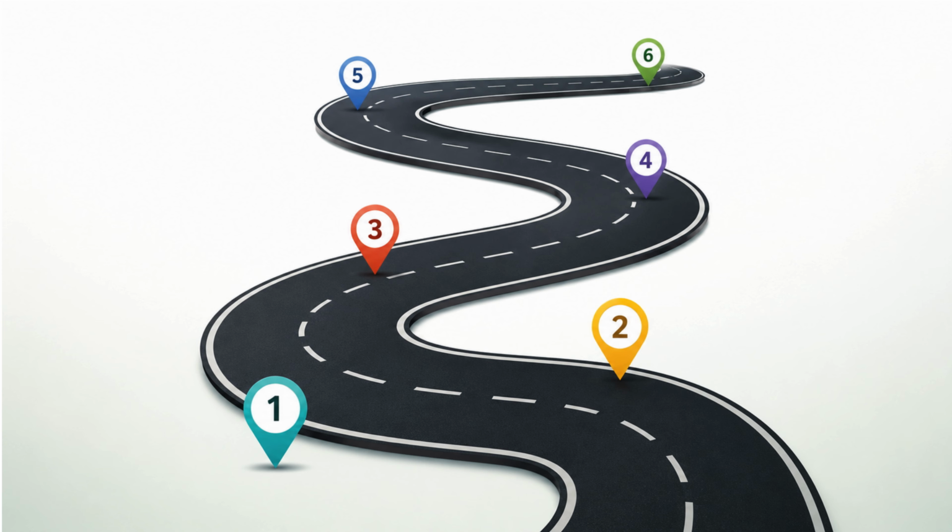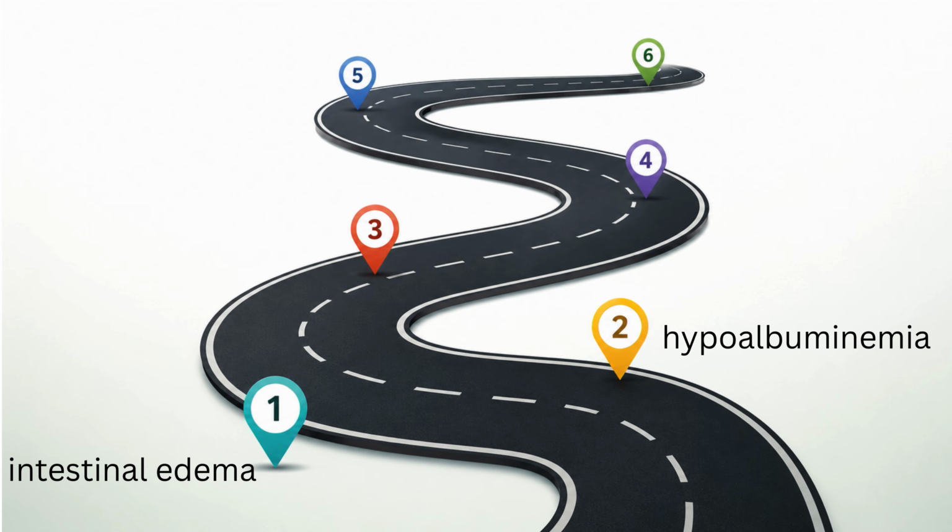First, think about intestinal edema. If it's present, switch from oral to intravenous furosemide. Second, check the patient's serum albumin. If hypoalbuminemia is present, consider intravenous albumin infusion. Third, check the serum chloride level. If hypochloremia is present, consider administering furosemide in 0.9% normal saline.